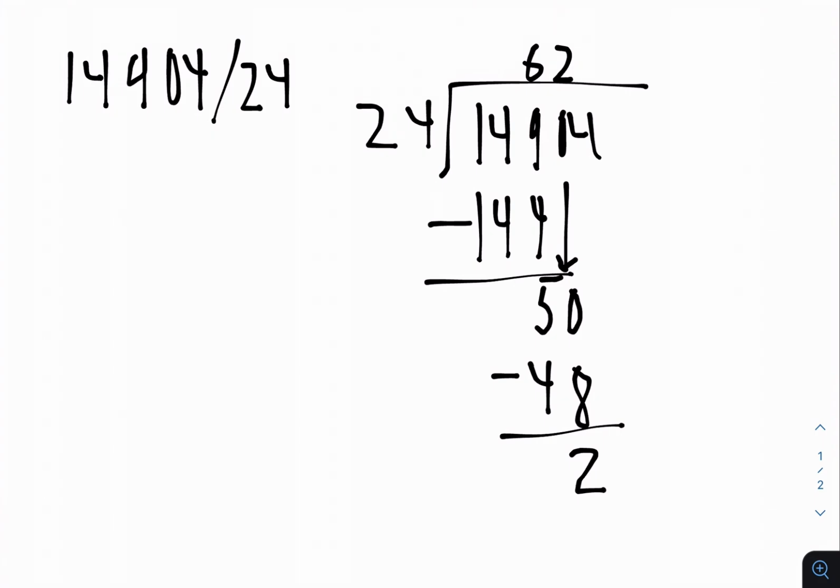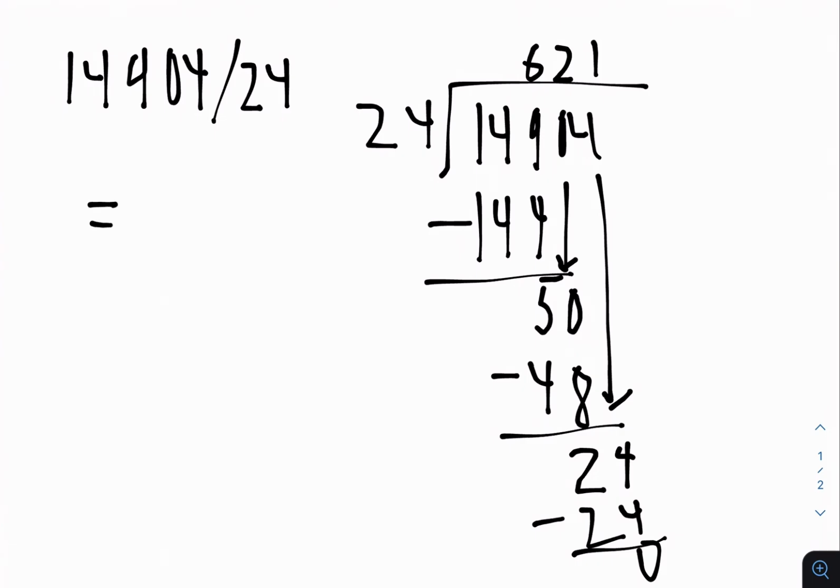Now we can bring down the 4 again, and now we get 24. And since 24 times 1 equals 24, we get that 14,904 divided by 24 equals 621.